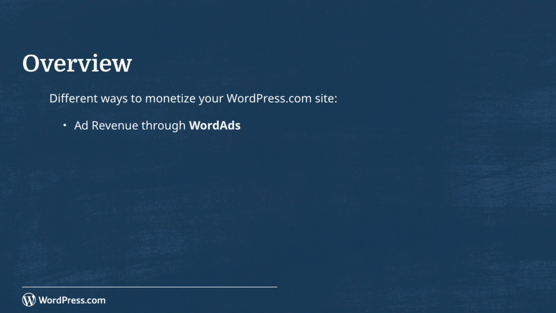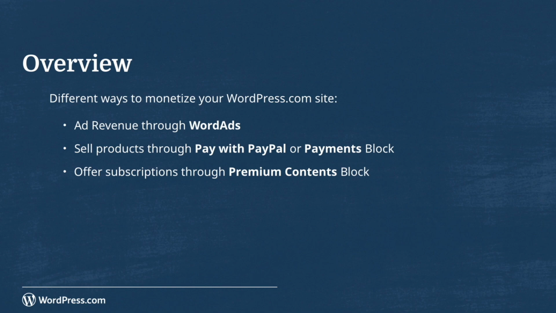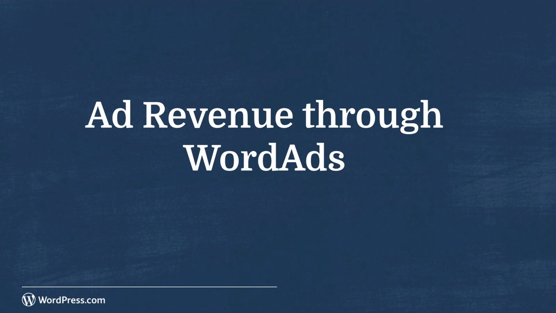In this webinar, I'm going to share with you different ways to monetize your WordPress.com site. We will cover ad revenue through Word Ads, sell products through Pay with PayPal or Payments Block, and offer subscriptions through Premium Content Block. The first thing that I'd like to show you is Word Ads.